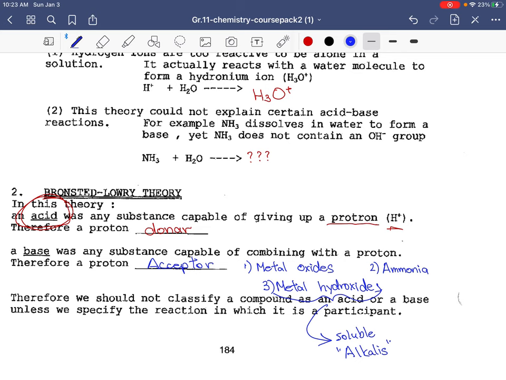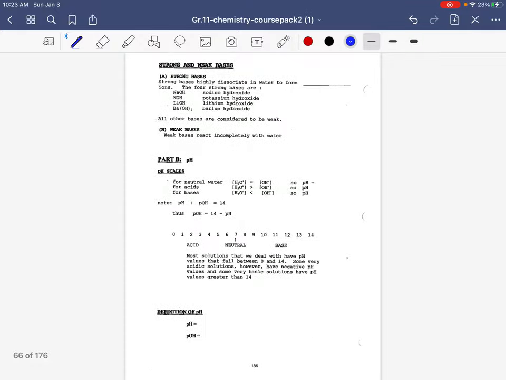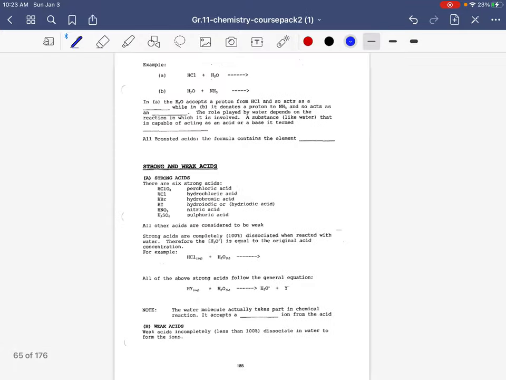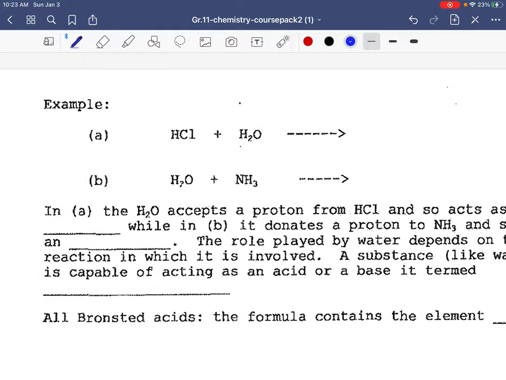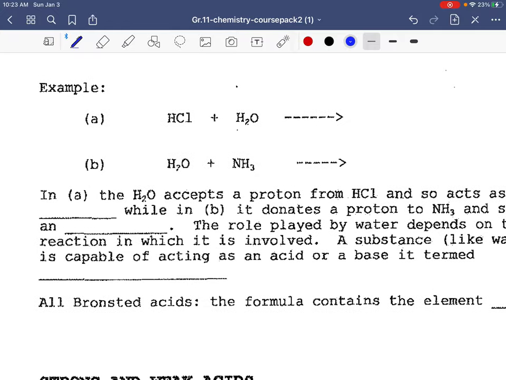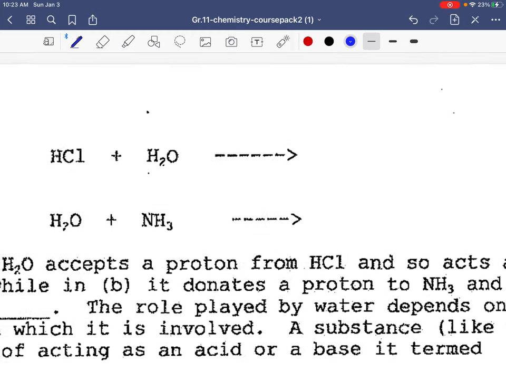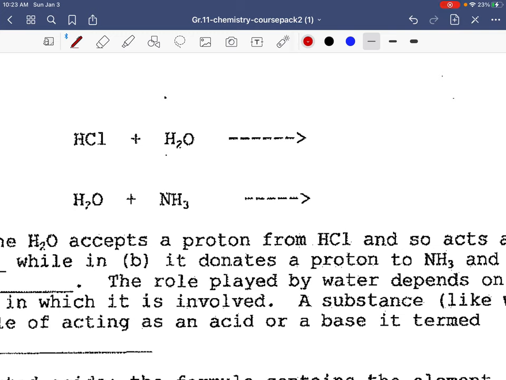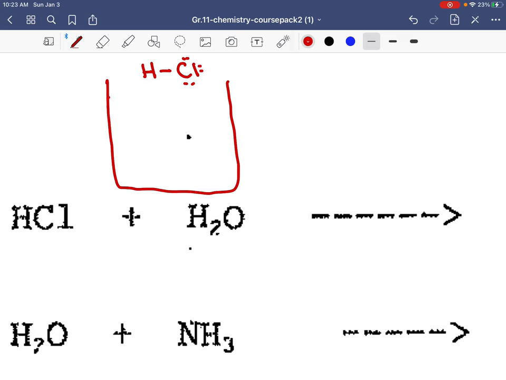So let's do some drawings again. Let's go to the next page. Oh, one page too many. So here's an example right here. HCl plus water. Okay, let's draw. I have a beaker right here. And here's my HCl. Let's make this big. And I'm going to drop HCl in water. Here's water.